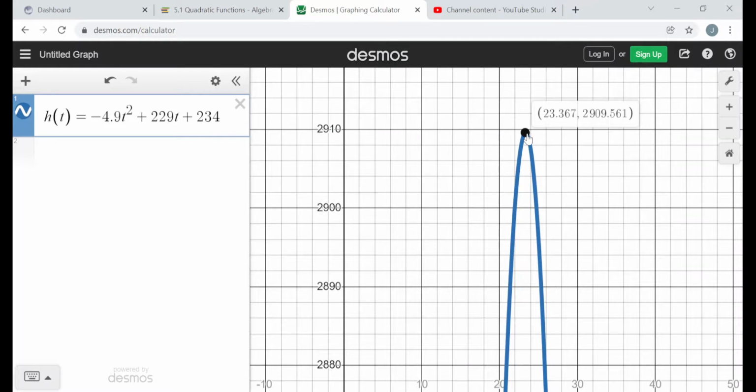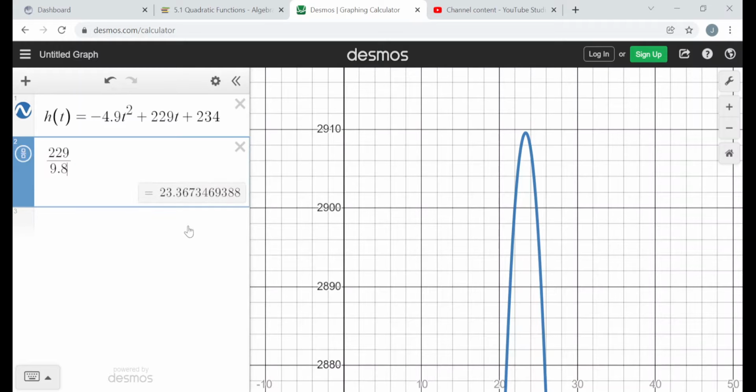Now see here it's at 23. Now they're rounding to 3 decimal places. 23.367 should be my axis of symmetry. T equals, I said it was 229 divided by 9.8. Yeah, see 23.3673, blah, blah, blah, right? Rounded to 3 decimal places is 23.367. That's the t value of that vertex. And you see the highest value, the highest height in meters that this thing reaches is 2,909.561. And that's all I'm going to do, okay?